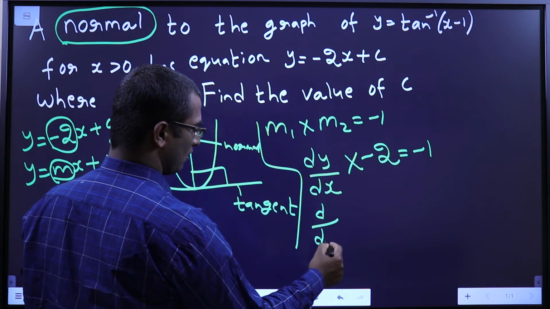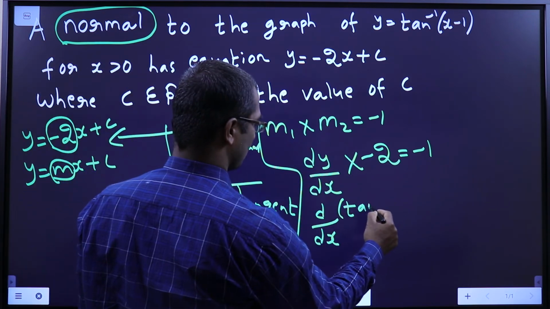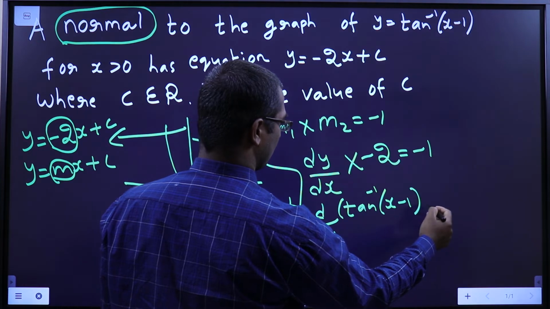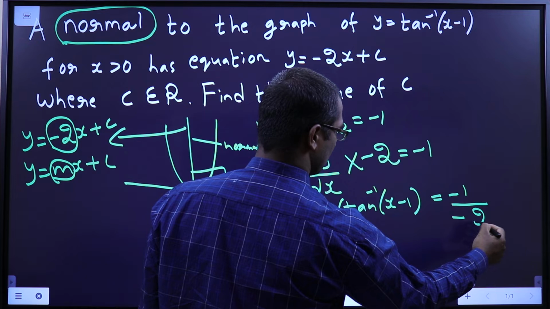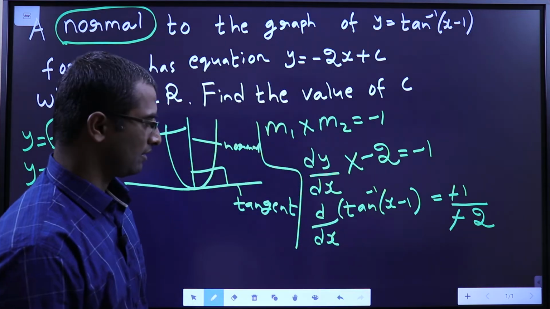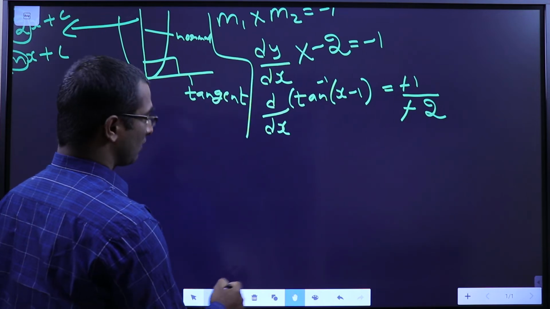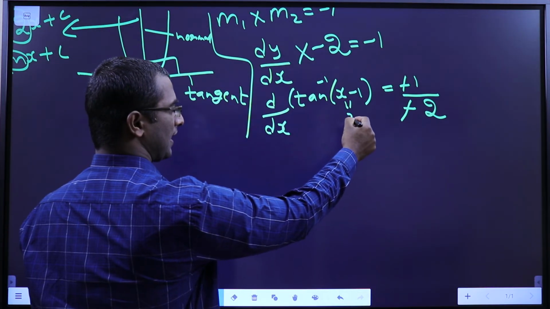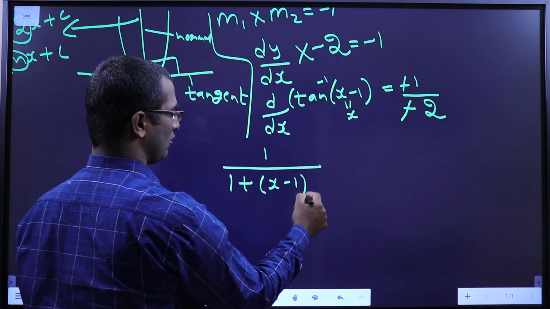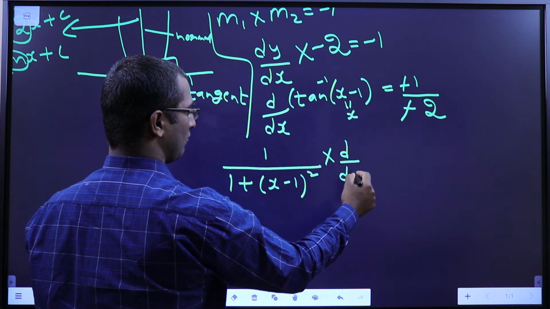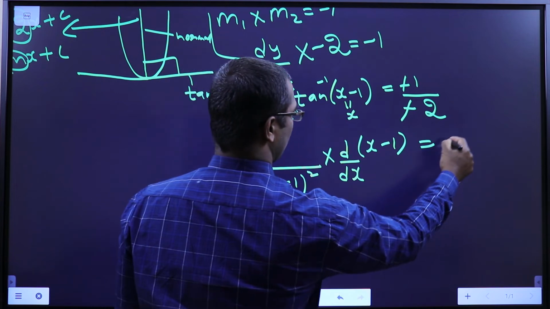Here d by dx of, in place of y, what do I write? Tan inverse x minus 1. I send this minus 2 to the other side. What do I get? Minus 1 by minus 2. This negative gets cancelled. Now, tan inverse of x minus 1, this entire thing I assume to be x, is 1 by 1 plus x minus 1 whole square, into d by dx of x minus 1, is equal to 1 by 2.